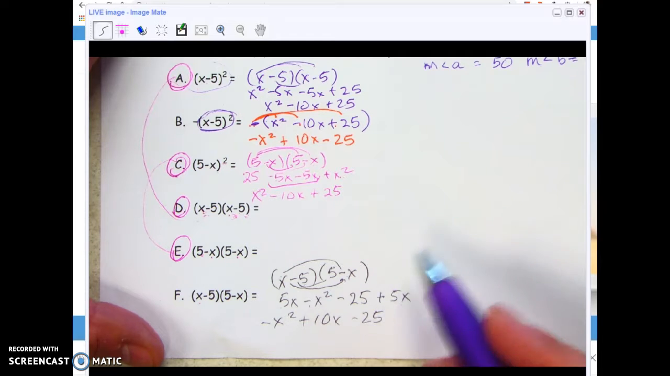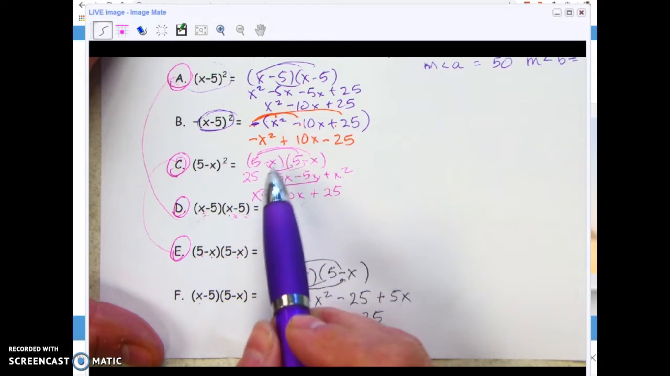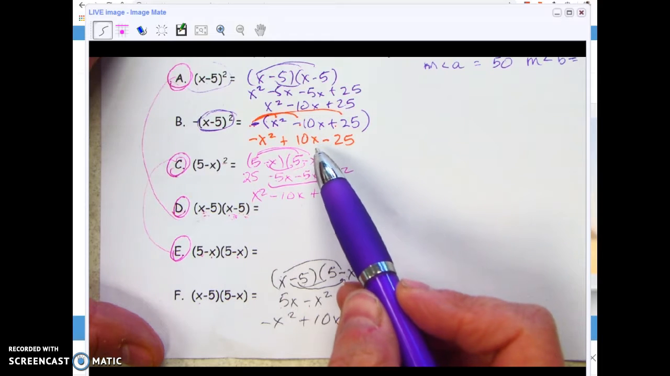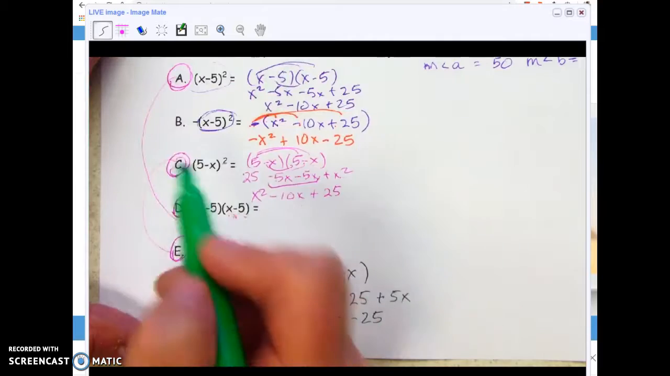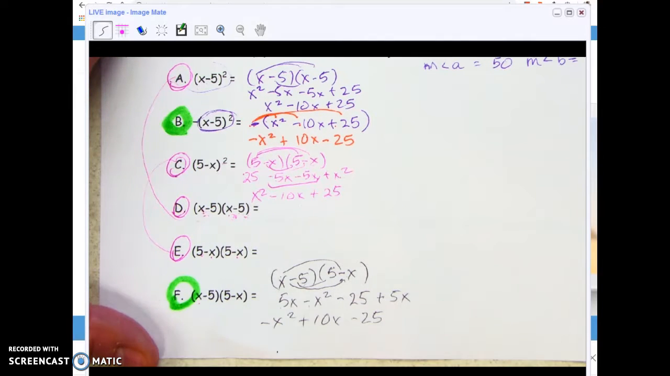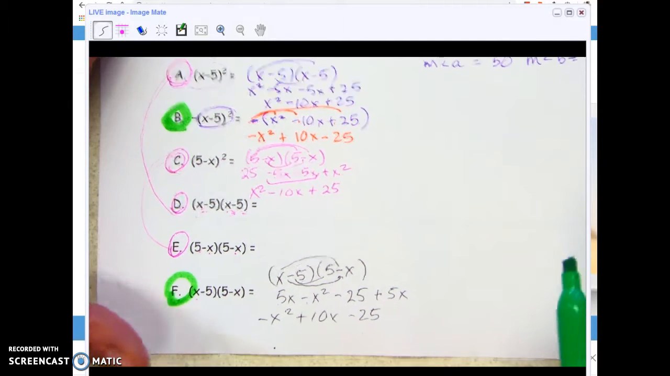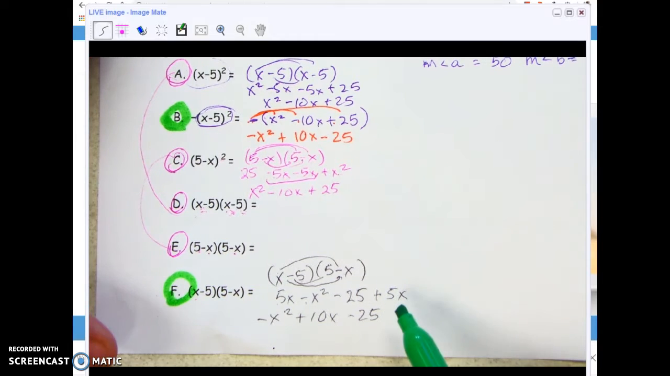Do I have one of those? Negative x squared plus 10x minus 25. What does that mean? That this one matched that one. Okay.